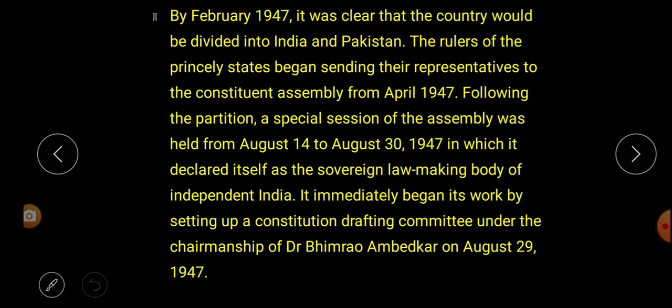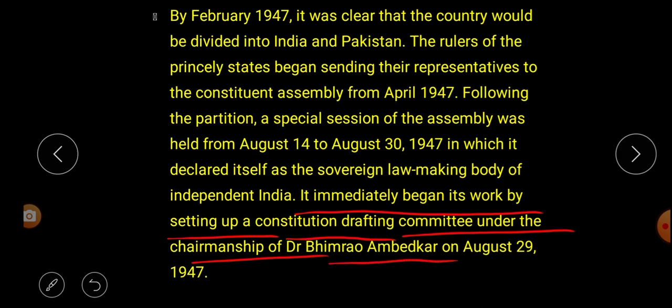That means after the partition of India and Pakistan, special sessions were held in the assembly from August 14 to August 30 in the year 1947, and there it was declared that India was a sovereign lawmaking body of independent India. Next, it immediately began its work by setting up the Constitution Drafting Committee under the chairmanship of Dr. Bhimrao Ambedkar on August 29, 1947.